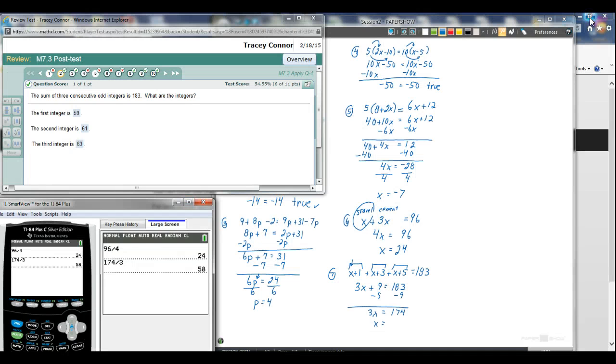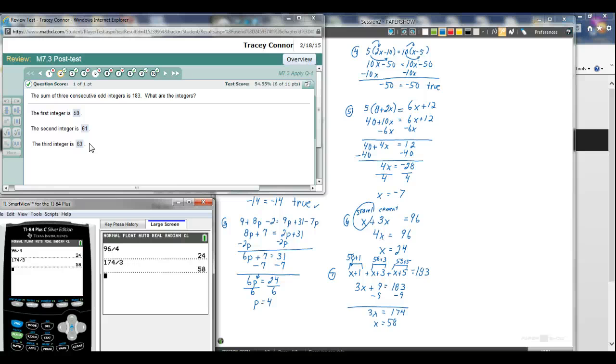Okay, so we're getting x equals 58, but that's not our answer. We want the odd numbers. So we're going to go back and take 58 plus 1, 58 plus 3, and 58 plus 5. So 58 plus 1 is your 59, and then if we did 58 plus 3, we get 61, and then 58 plus 5 gives us 63.